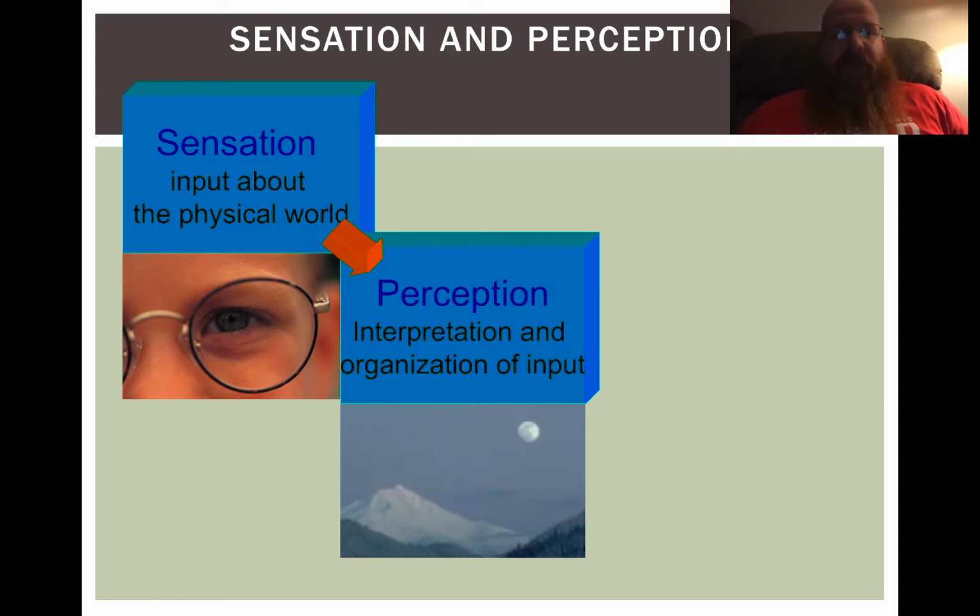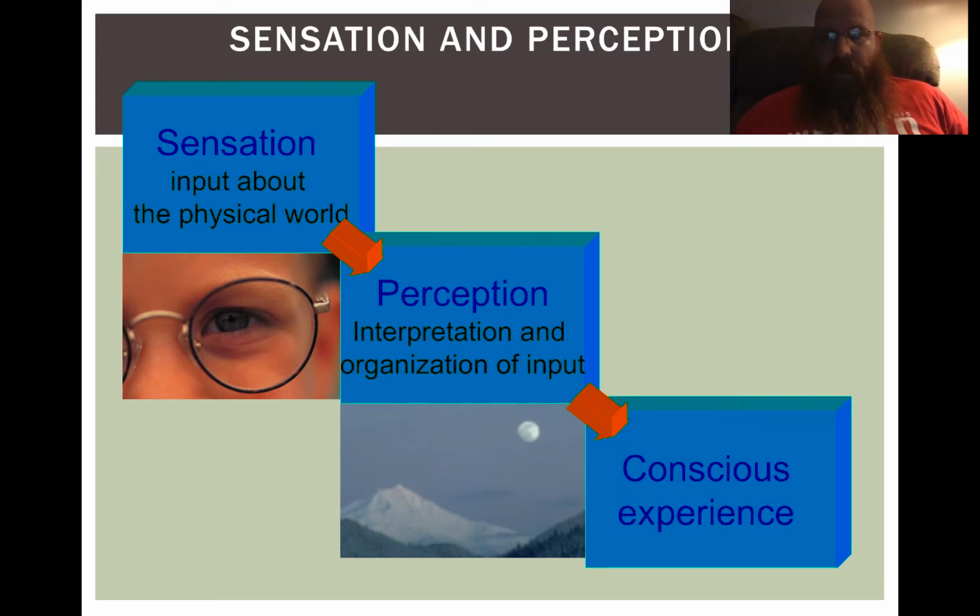Our perception, then, is how we interpret and organize that input. Just because we get a bunch of messages from our eyes does not necessarily mean we see. Right? The perception is actually how our brains interpret the information that comes in. And that leads to our conscious experience.